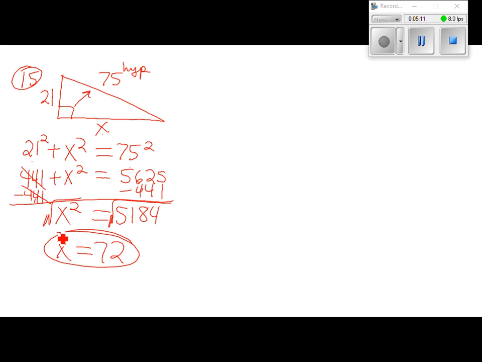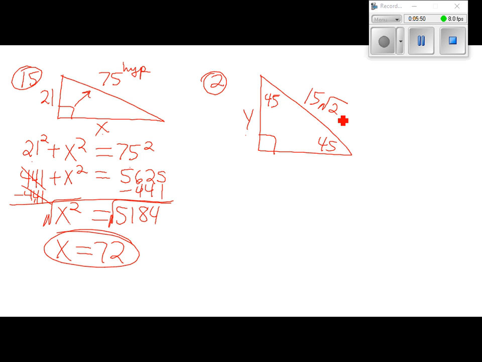Next one you had to do was problem number 2. It's a 45-45-90 triangle. It says you're looking for x, but it's a y, so just figure out that you're looking for y, not x. And this side is 15 radical 2.